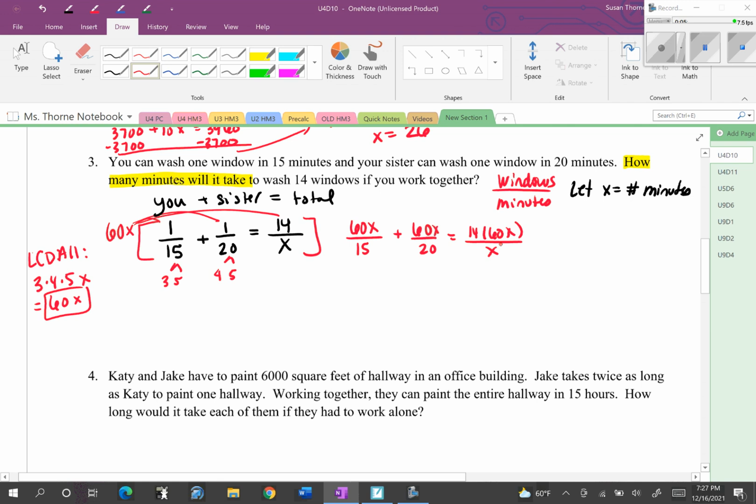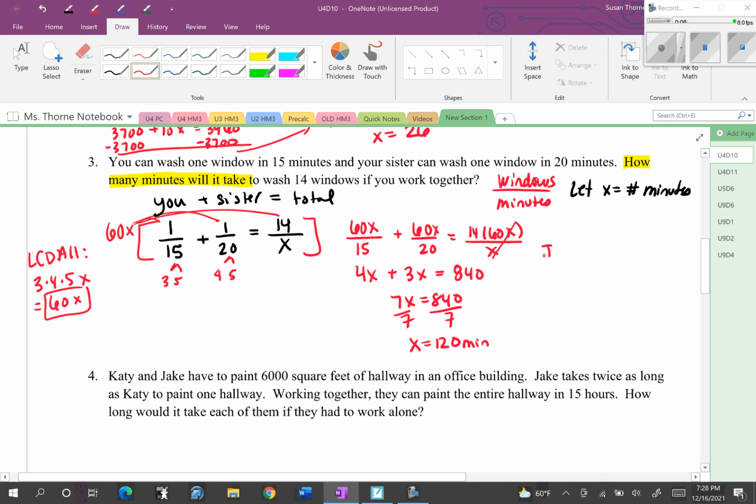And so now we're going to go ahead and simplify this. So 60 divided by 15 gives us 4x, plus 60 divided by 20 is 3x, is equal to, and over here your x's would cancel out, so 840. So this gives us 7x equals 840, divided by 7, and x is equal to 120 minutes.